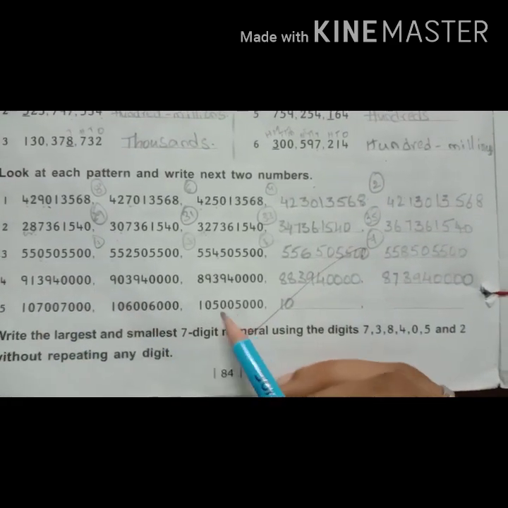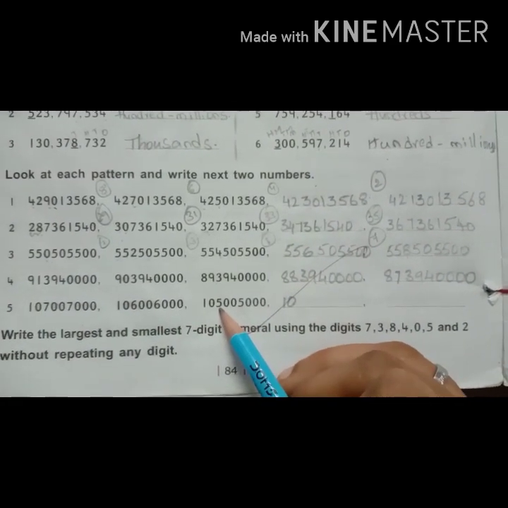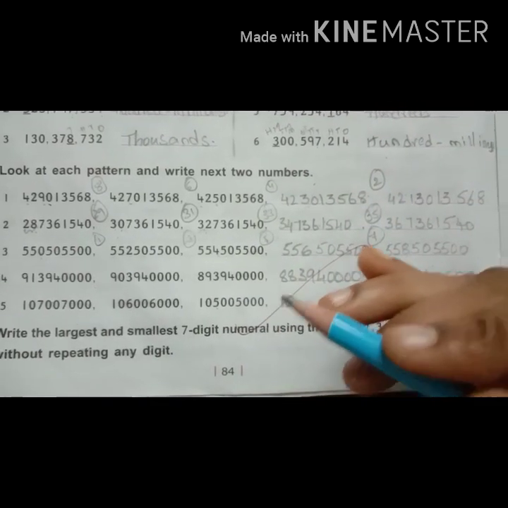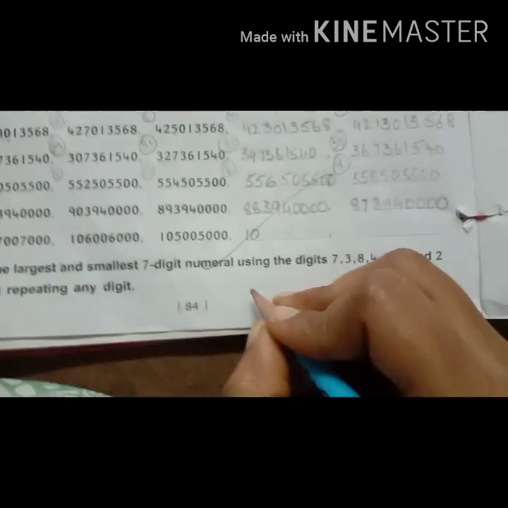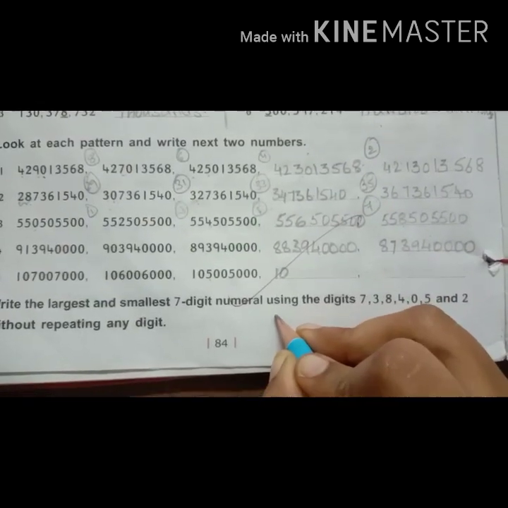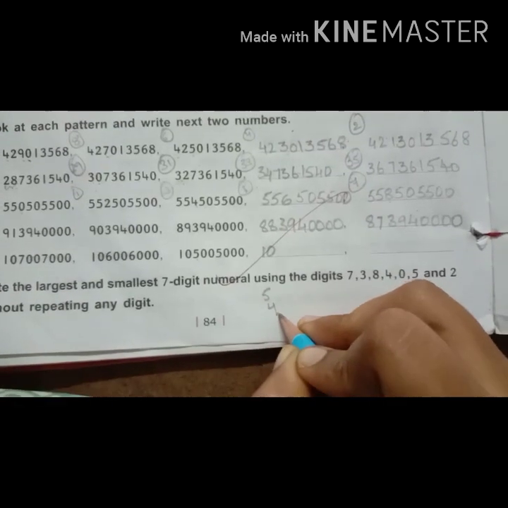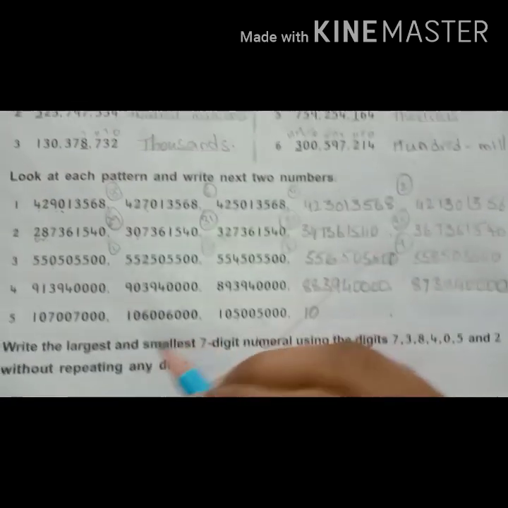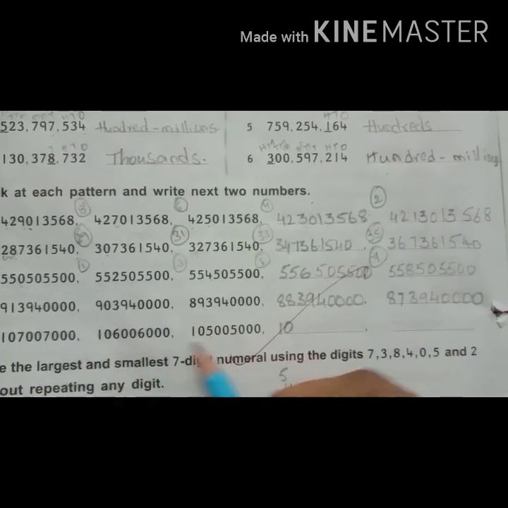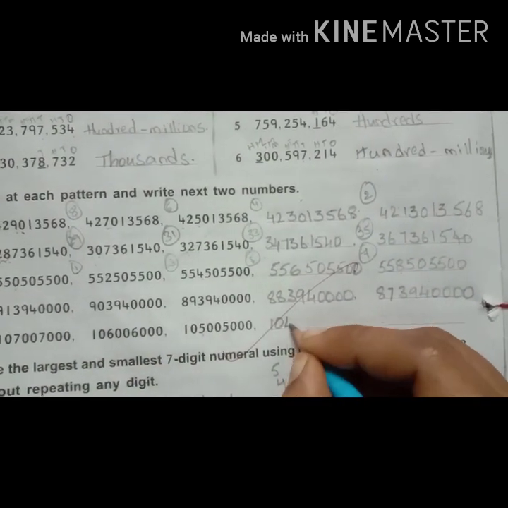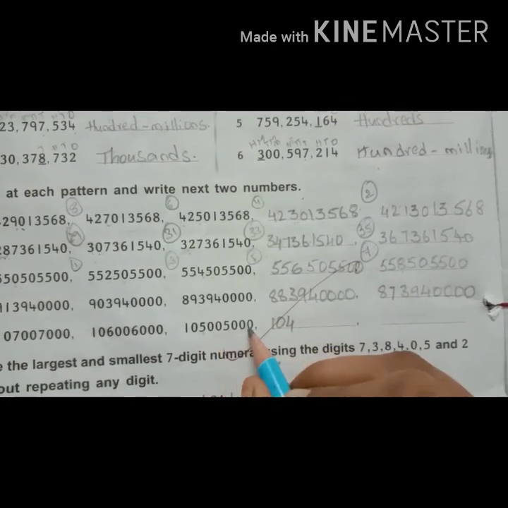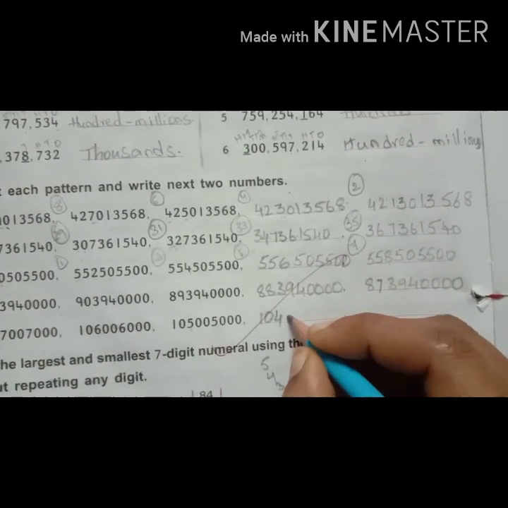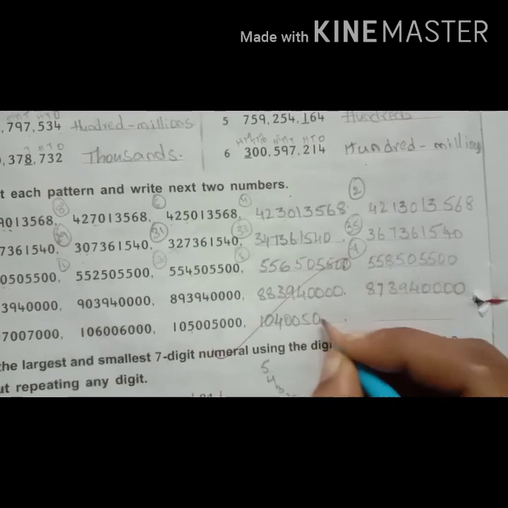7, 6, 5. See, children, here also the down numbers. Down numbers means, what are the down numbers, children? See here: 5, 4, 3, 2, 1, 0, like this are the down numbers. So here see the 7, 6, 5. 5 after 4. Next see the remaining numbers, all are the same. So we have to write as usual.